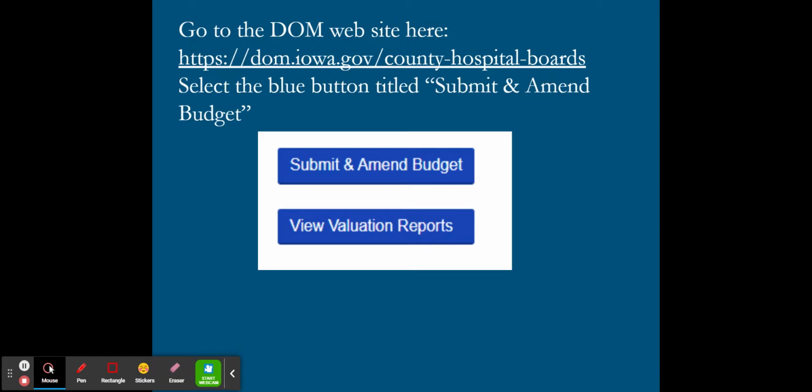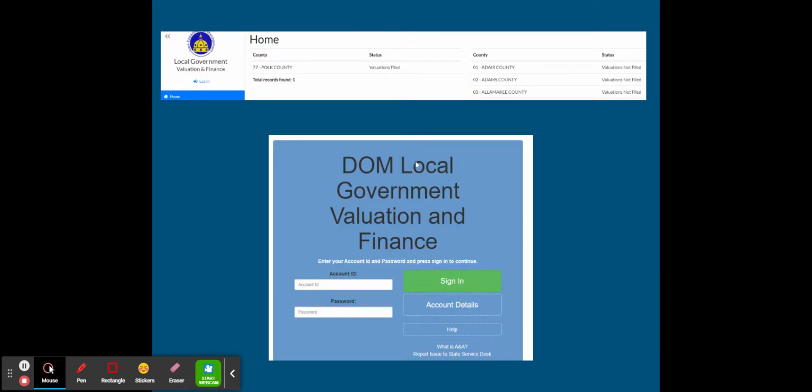So when you're ready to work within the system, you'd go again to that Department of Management website page that is your county hospital resources page. You'd select the blue button titled Submit and Amend Budget. And it's going to then ask you to log in over here, top left, and it'll pull up this blue screen where you enter your Enterprise A&A account ID and password.